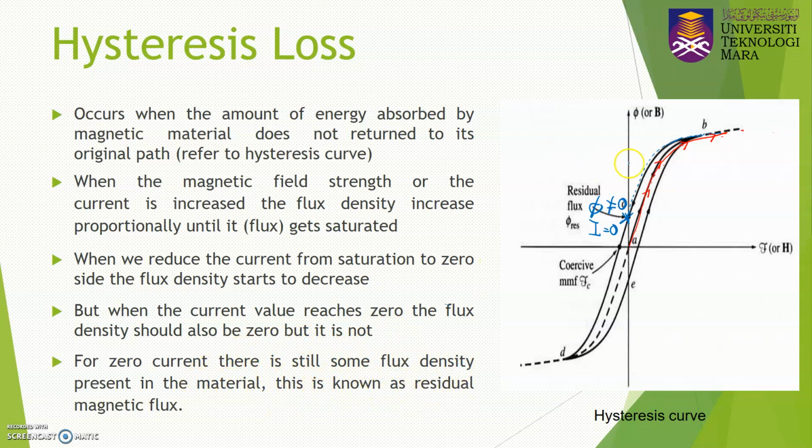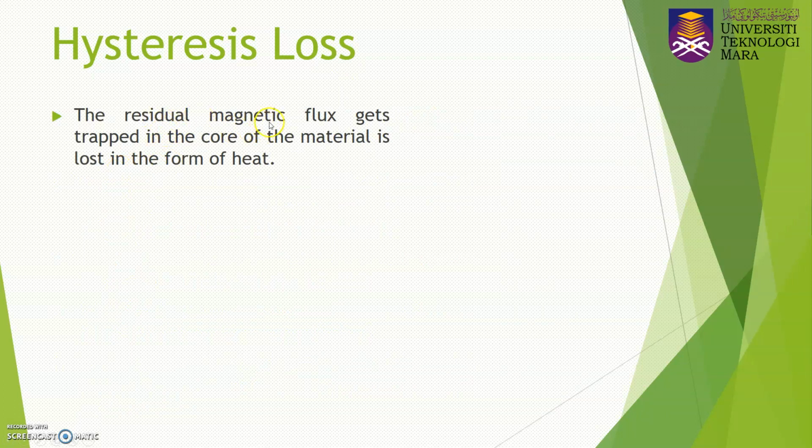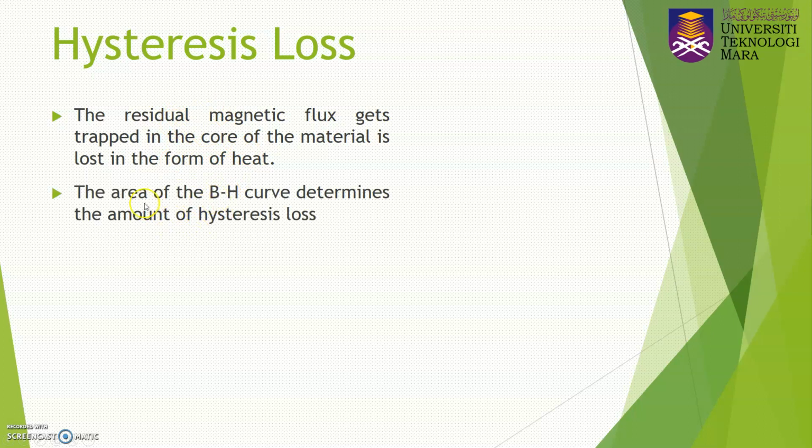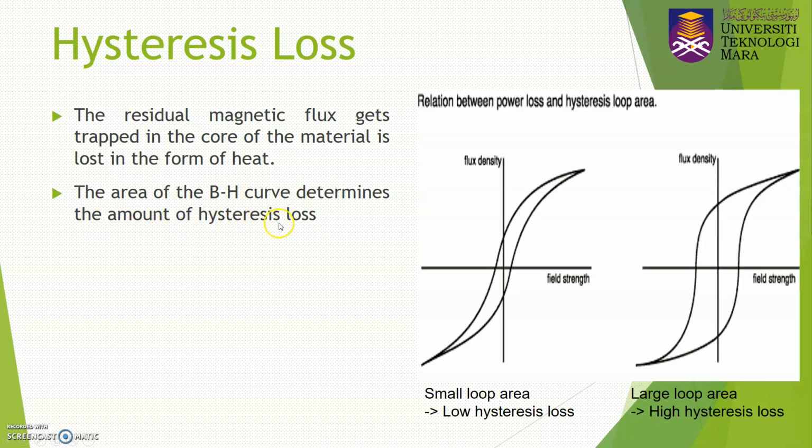So for 0 current, there is still some flux density present in the material. This is known as a residual flux, because now when I is 0, flux is not equal to 0. The remaining flux that lives inside the magnetic material we call a residual flux. This residual magnetic flux will get trapped in the core of the material and is lost in the form of heat. This is what we call the hysteresis loss. The area of the BH curve will determine the amount of hysteresis loss.